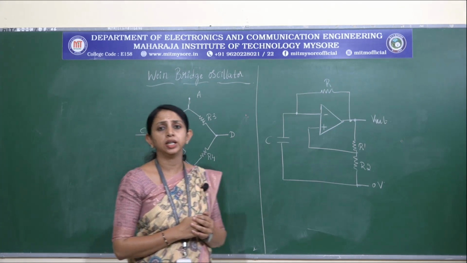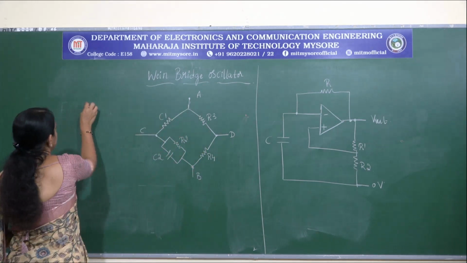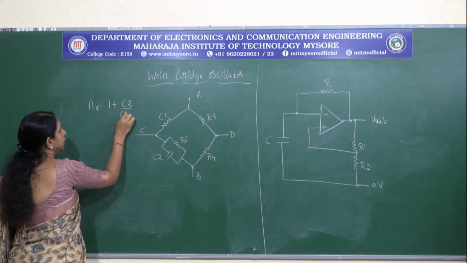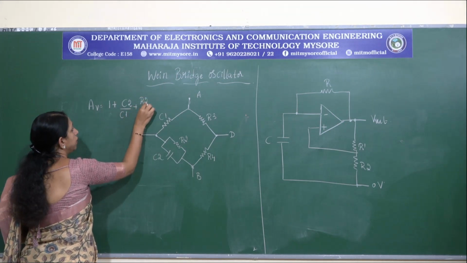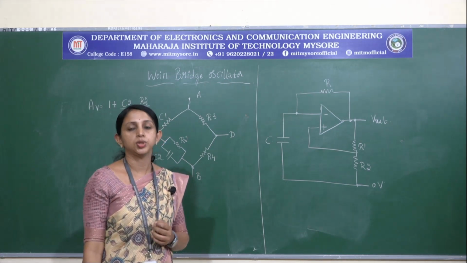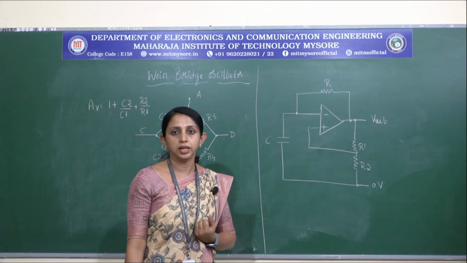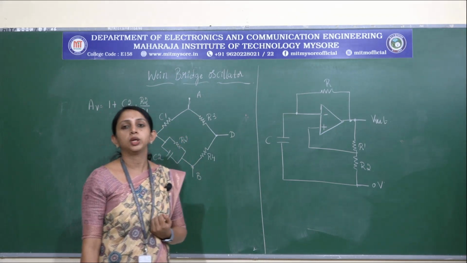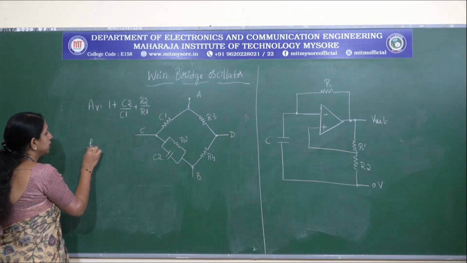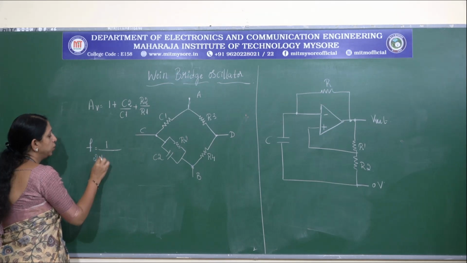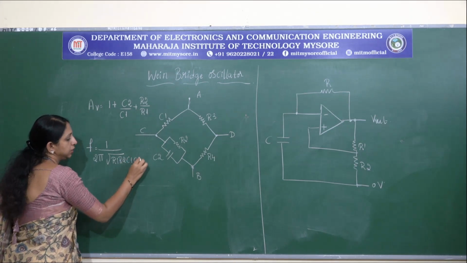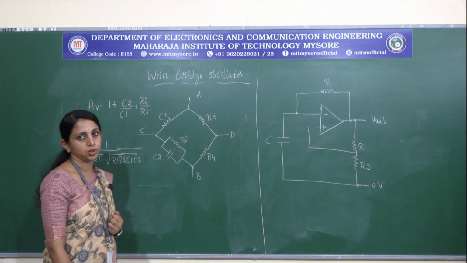of the gain equation, which is given as AV equal to 1 plus C2 divided by C1 plus R2 divided by R1. This is the gain equation, that is the minimum gain of a Wien bridge oscillator. And coming to the frequency of oscillation in the Wien bridge oscillator, it can be written as F is equal to 1 divided by 2 pi square root of R1, R2, C1, C2. This is the expression.